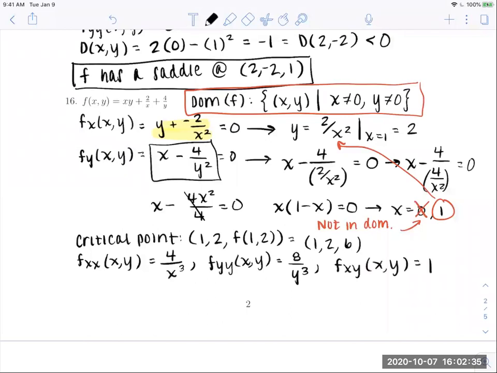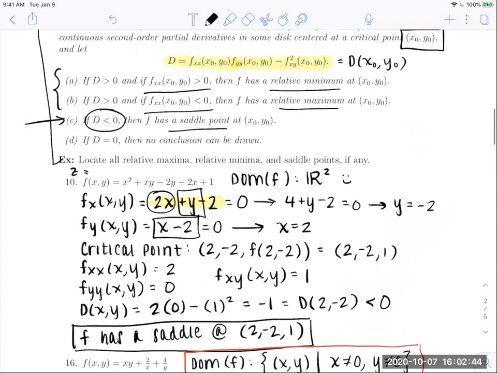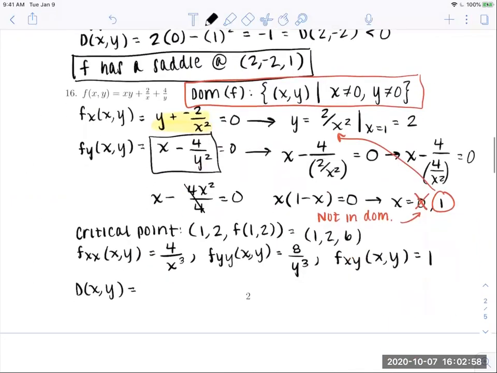All right, so my D function is the following. D of x, y. Let's remind ourselves what it is. So I'm going to scroll up here. I want to multiply f sub xx times f sub yy, and then I want to subtract off the square of the mixed second partial. So if I multiply f sub xx and f sub yy, I'm going to get a 32 over x cubed y cubed. And then I want to subtract off 1 squared, which is just 1. So here's my D function. I care about what D is outputting specifically when x, y is 1, 2.